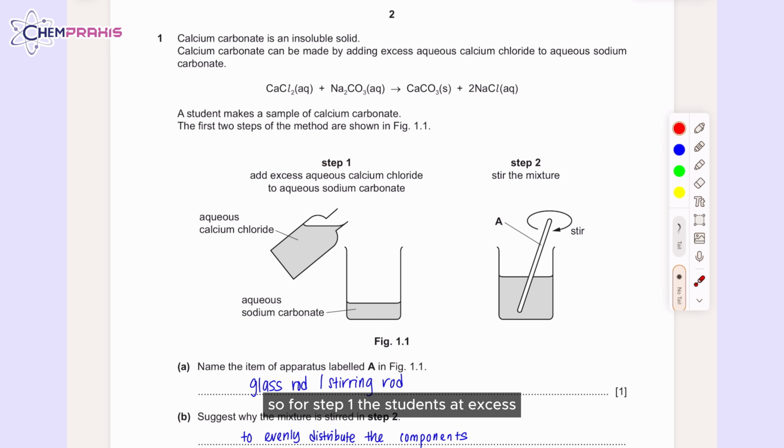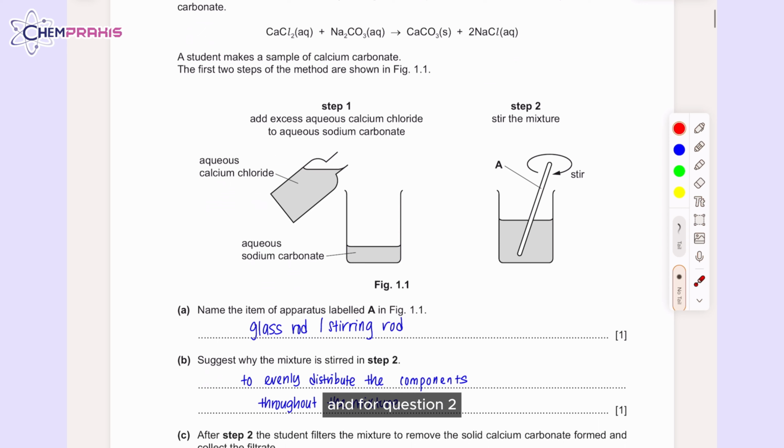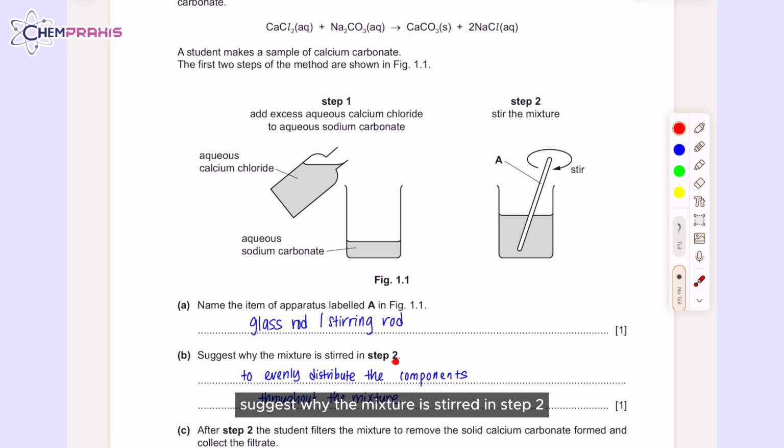So for step 1, the students add excess aqueous calcium chloride to aqueous sodium carbonate. This is aqueous calcium chloride and this is aqueous sodium carbonate. And then step 2, the students stir the mixture. For question A, name the item of apparatus labeled A in figure 1.1. You can name it as a glass rod or you can name it as a stirring rod. And for question B, suggest why the mixture is stirred in step 2. For stirring purpose, we usually want to evenly distribute the components throughout the mixture.